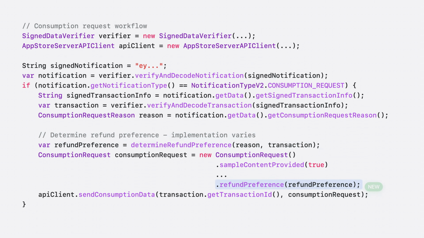Finally, set your refund preference on the consumption request object, then send it to the App Store server as before. And you're done. When using the App Store server library, integrating new features takes just a few lines of code.